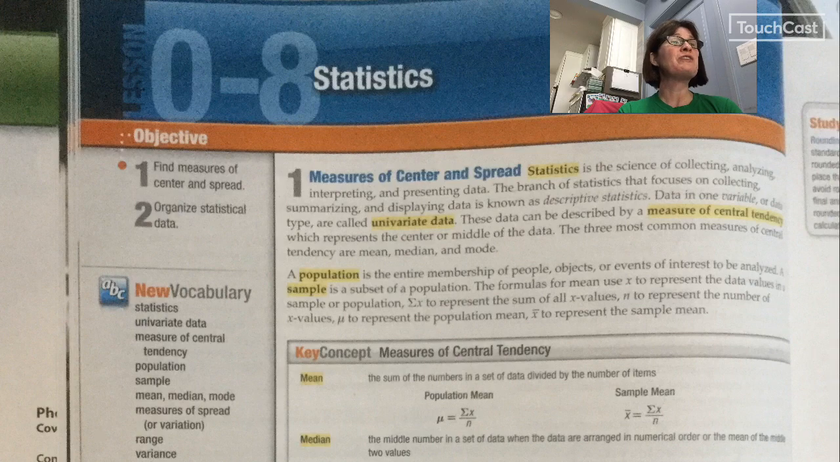And measures of variability or measures of spread. So far we've talked about range, which you guys knew before you met me, and we've talked about standard deviation and mean absolute deviation. We're going to add one more today called variance.